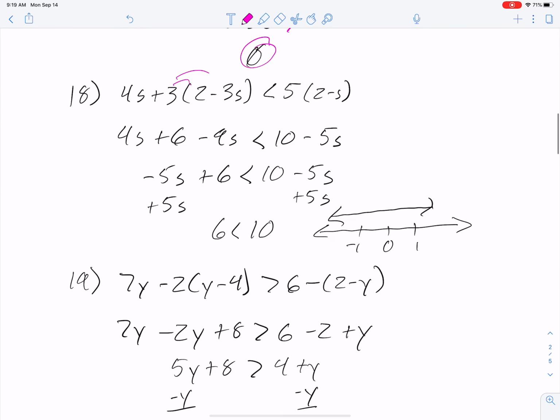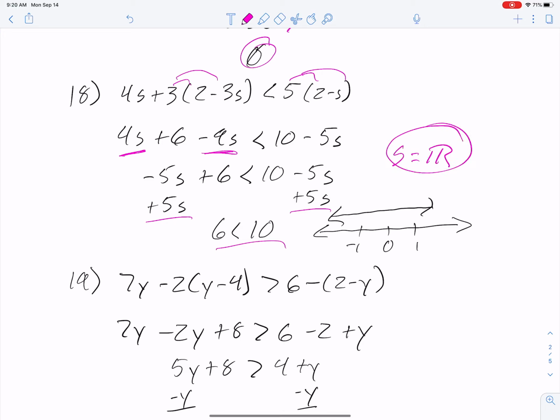18, like the others, starts with some distribution, so I distribute my 3 to my 2 and my negative 3s, 5 to 2 and to negative s. End up with two like terms on the left-hand side of my inequality. 4s minus 9s is negative 5s. I add 5s to both sides. I get 6 is less than 10, which is a true statement. Without any variables left over, that tells me that I'm going to have all real numbers for my solution.